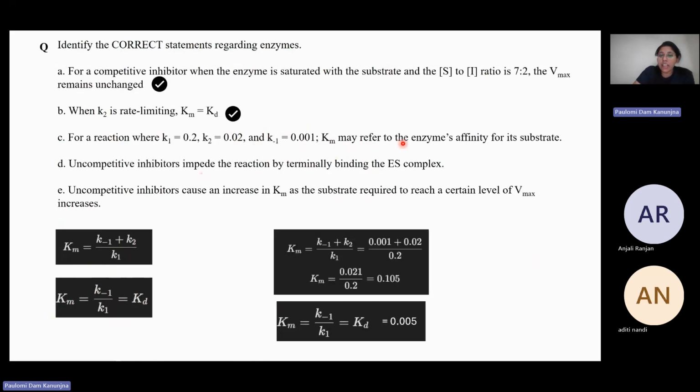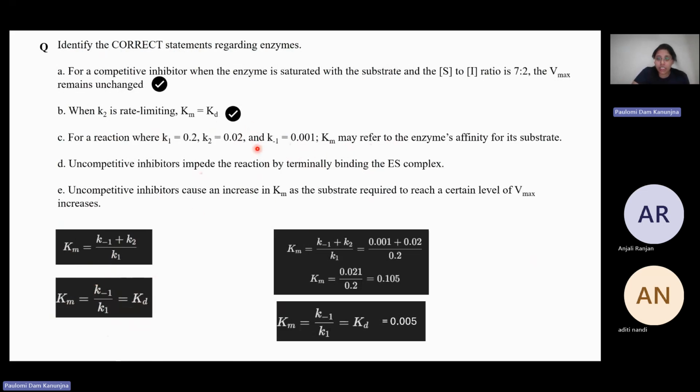Now the third one, with K1, K2, K minus 1 being these values, your Km refers to the enzyme's affinity. Kd refers to enzyme affinity for sure, because Kd is the dissociation constant. The greater the dissociation constant, the lesser the affinity, because it means it's breaking down faster, right? But Km being equal to Kd is only under this condition, when your Kcat or K2 is very small.